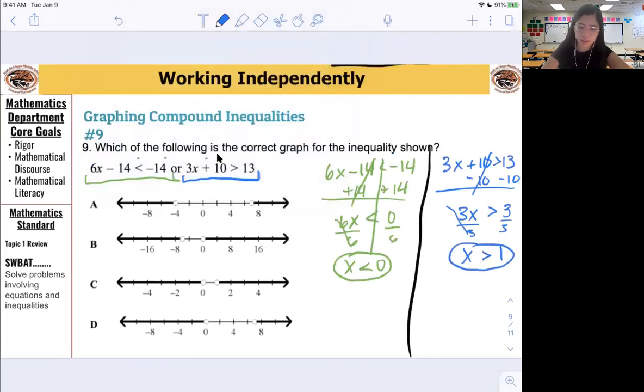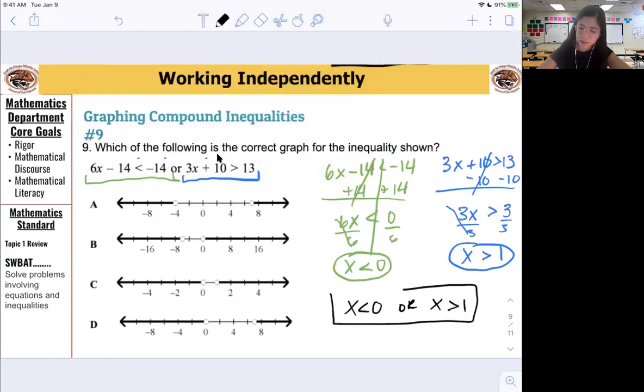So my final answer is x is less than 0 or x is greater than 1. So now I'm looking for two separate inequalities. One is pointing to the left and one is pointing to the right. And I want one of them to be on the 0 and the other one to be on the 1.